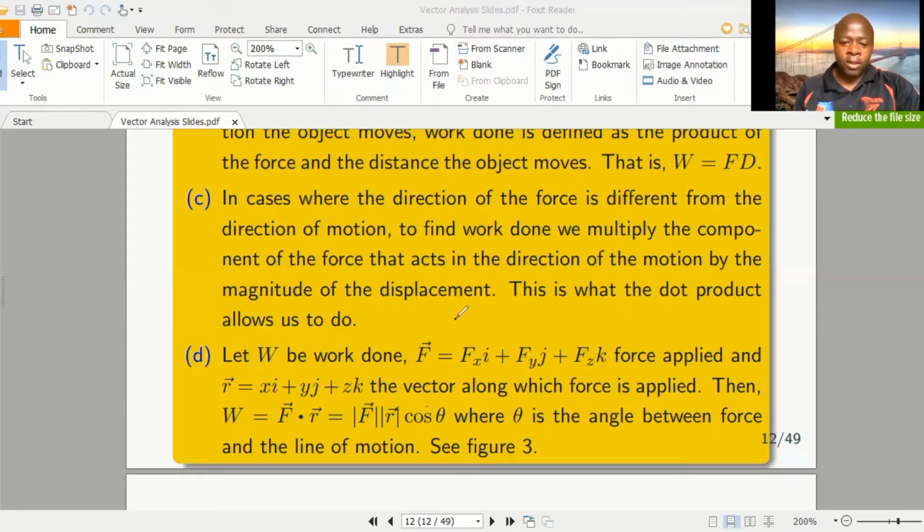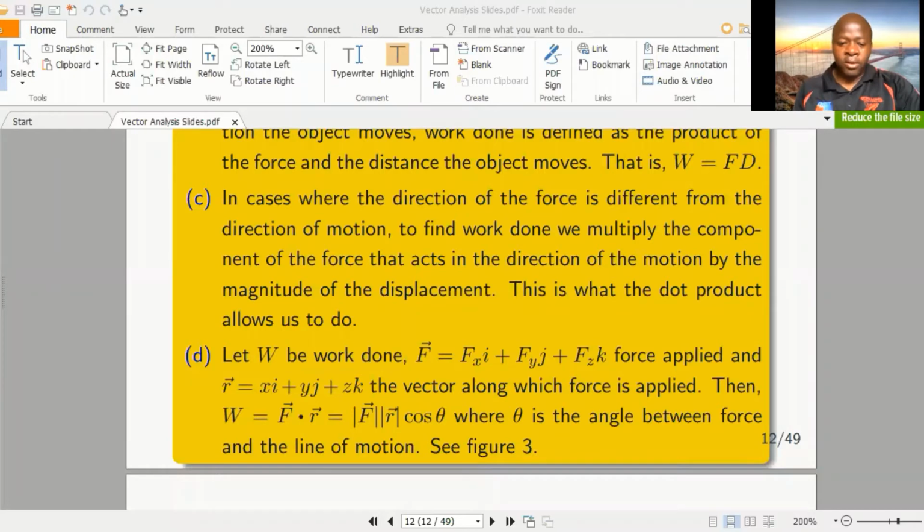Supposing this is our line of motion r, and this is the force, and this is the angle between force and the line of motion. So this is our theta. To get work done here, we take the magnitude of force times the magnitude of r times cos theta. That's what we're doing, and I've drawn a diagram just for this illustration.